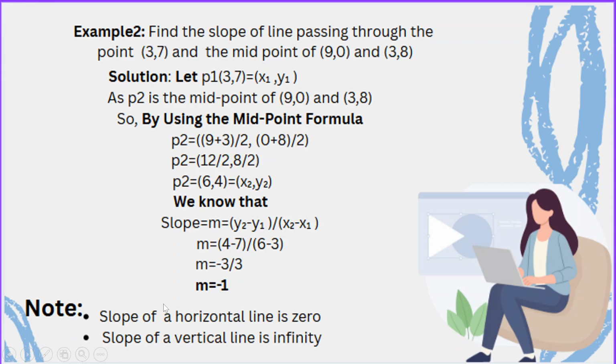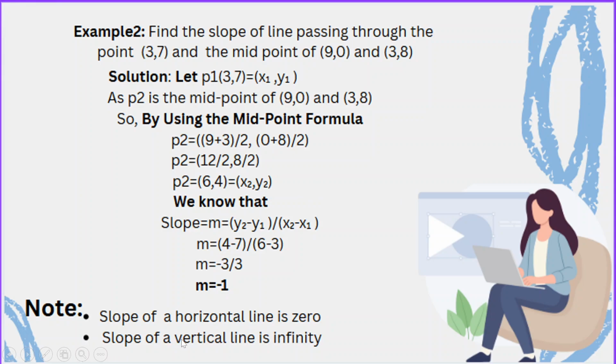In this case the slope of the horizontal line is 0 and the slope of the vertical line is infinity. Suppose there is a ladder. If it is lying horizontally, then it will be easier to walk on it and its slope will be 0. In this case the steepness will be 0, or the angle which is made with the positive x-axis or the horizontal axis will be 0.